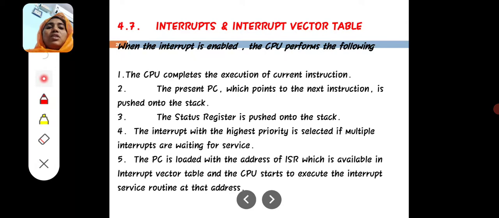Next, the fourth step: the interrupt with the highest priority is selected if multiple interrupts are waiting for service. So if multiple interrupts come, it will give priority to the interrupts. The highest priority interrupt will be executed first, then the next lowest priority. So the PC is loaded with the address of the ISR, which is available in the interrupt vector table, and the CPU starts to execute the interrupt service routine at that address.